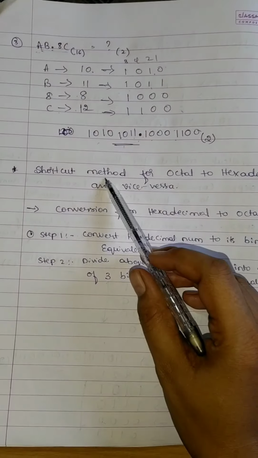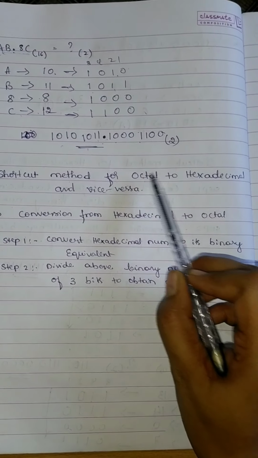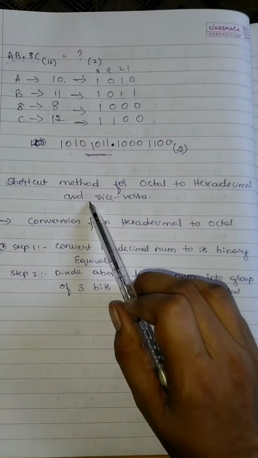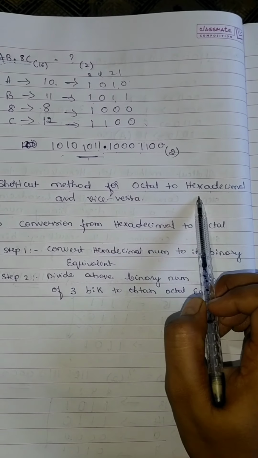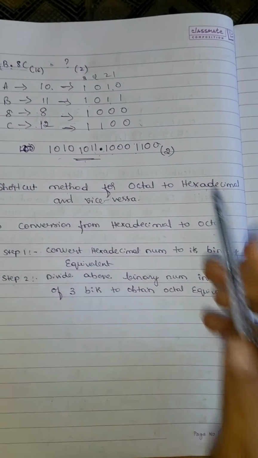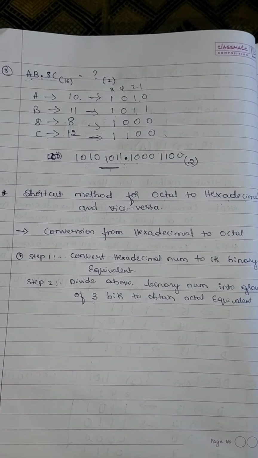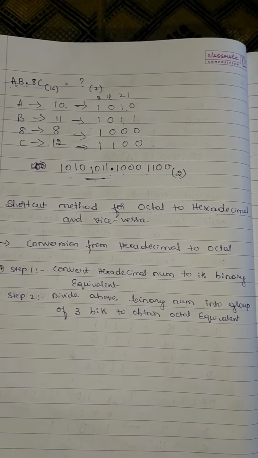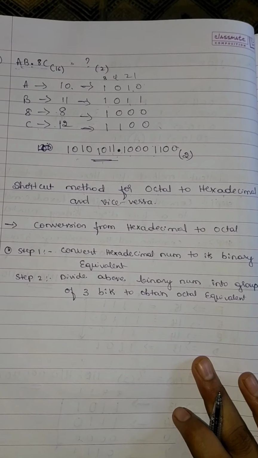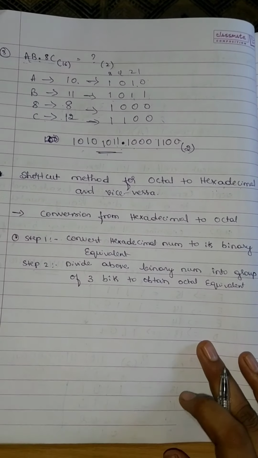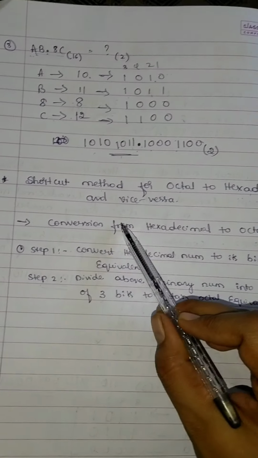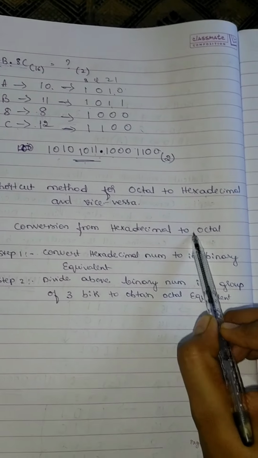So now we'll see a shortcut method for conversion of octal number system into hexadecimal and vice versa. That means octal to hexadecimal, then hexadecimal to octal. In order to convert any given hexadecimal value to octal or octal to hexadecimal, we need to follow two steps. First, we'll see how to convert a given hexadecimal to octal.